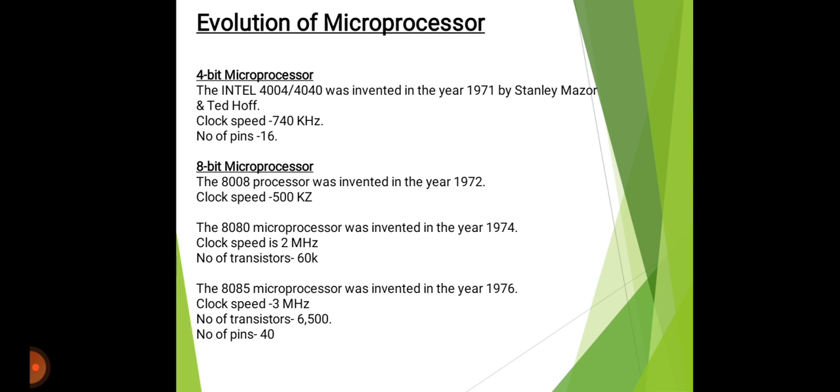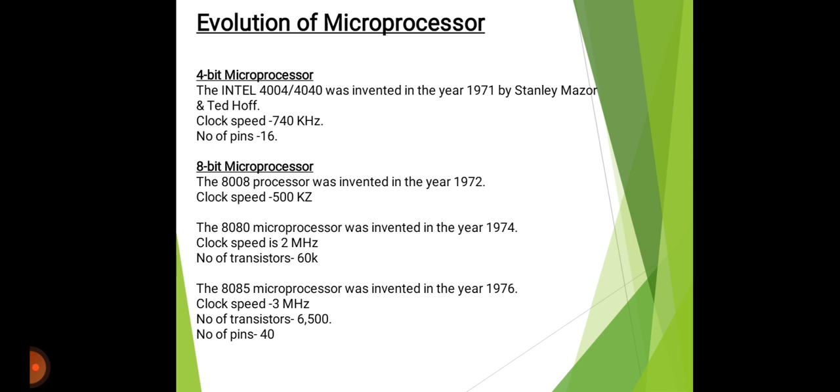In 4-bit microprocessor, the Intel 4004 and 4040 were invented in the year 1971 by Stanley Mazor and Ted Hoff. The clock speed of this microprocessor is 740 kilohertz, the number of transistors used is 2300, the instructions per second is 60k, and the microprocessor uses 16 pins.